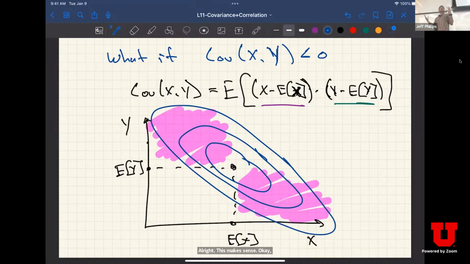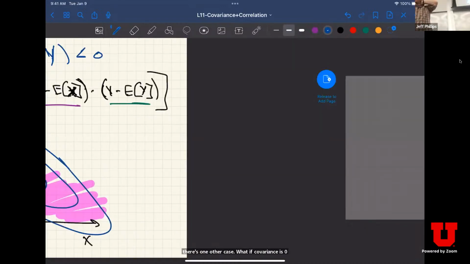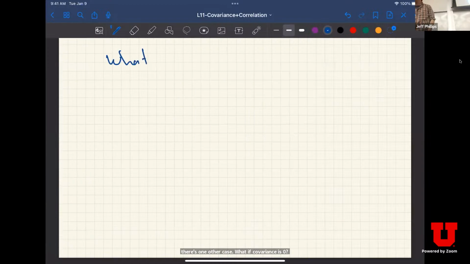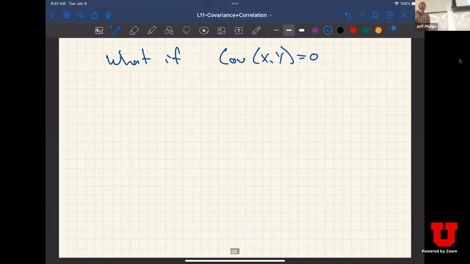Okay, so covariance is a score you can compute about random variables that quickly tells you whether they both increase together, or when one increases, does the other tend to increase? Does the other tend to decrease? There's one other case. What if covariance of x and y equals 0?